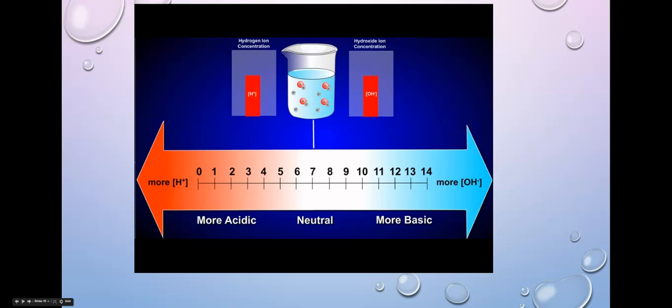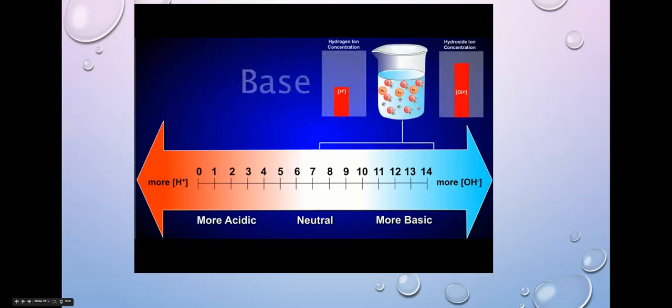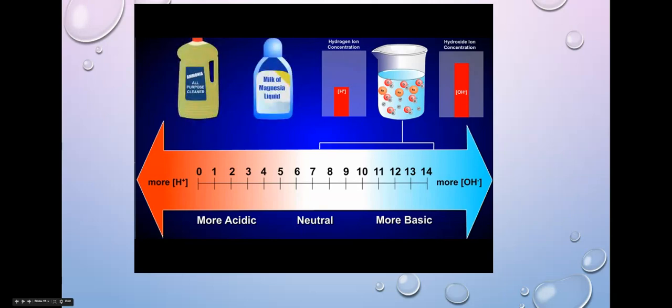ions. When a substance has a pH of greater than 7, it's classified as a base and releases a greater concentration of hydroxide ions. The more hydroxide ions that are released, the more basic the substance is. Bases tend to feel slippery and are often used as household cleaners. Milk of magnesia and ammonia are both common bases.